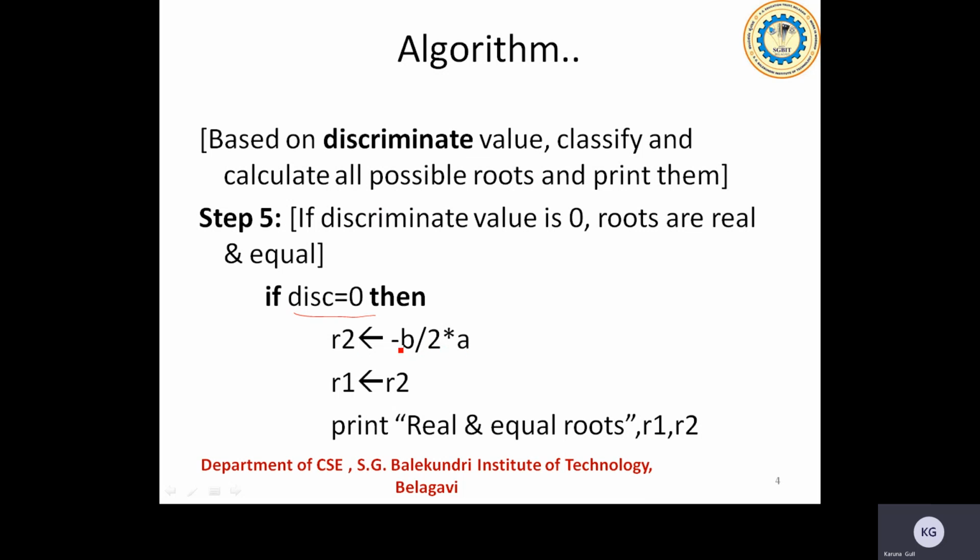This is a simple equation that we are supposed to write. These two will be multiplied first, and then b will be divided by the multiplication of 2 and a. We know that r1 is equal to r2, so we are placing r2 into r1, because the roots are equal, and we are printing the same thing here.